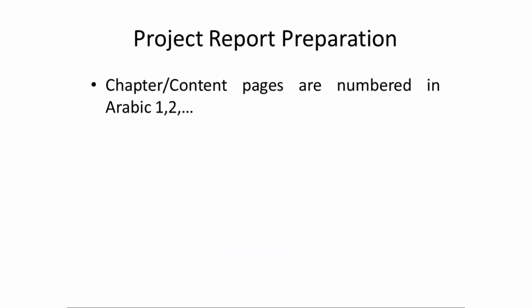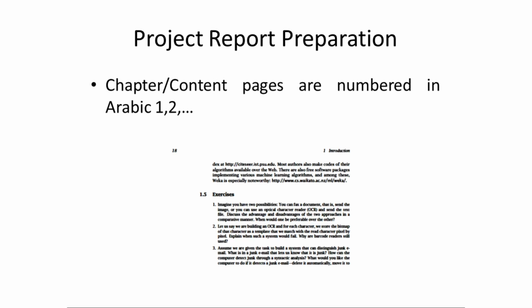And then chapter content pages, chapter 1, chapter 2, these pages are numbered in Arabic numerals 1, 2, 3. For example, here you see the page number 19. Here you will see the page number. Here it is at the left top probably for an even page, and bottom right for an odd numbered page. And as I said, we will have numbers only at bottom centered.